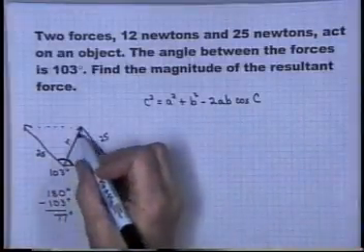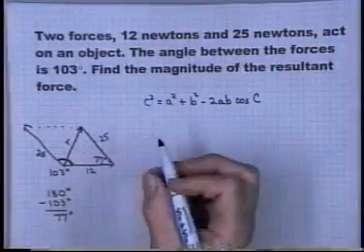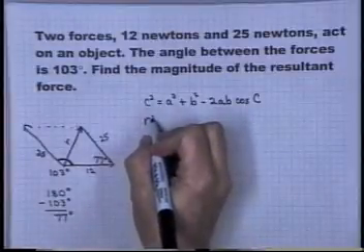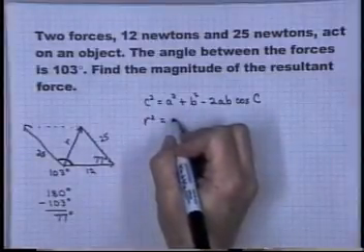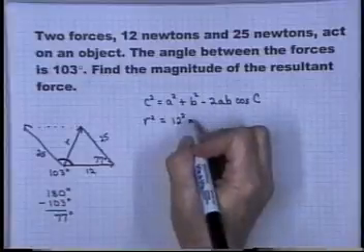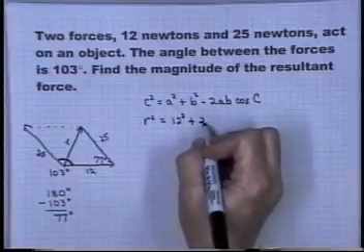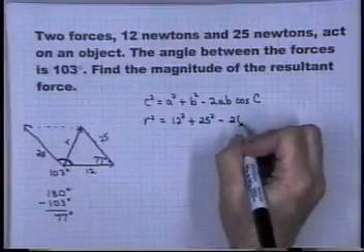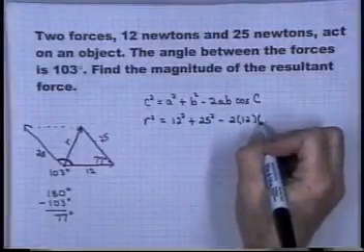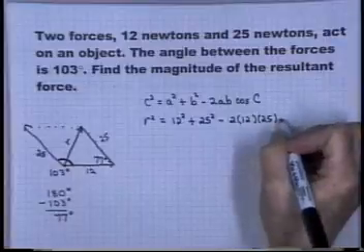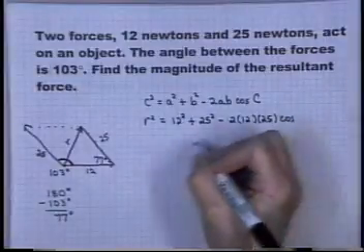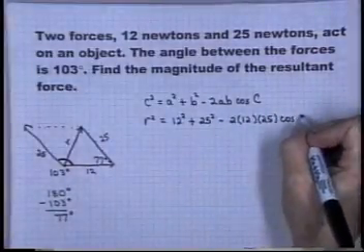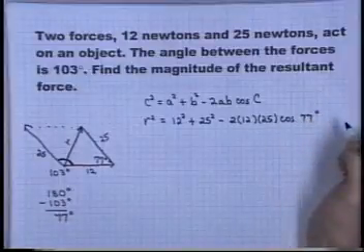In our problem, since we do not know this side here, we're going to say r squared equals, we know the side 12, so 12 squared, plus we also know 25 squared, minus 2 times 12 times 25 times the cosine of the angle between this 12 and 25, which is 77 degrees.